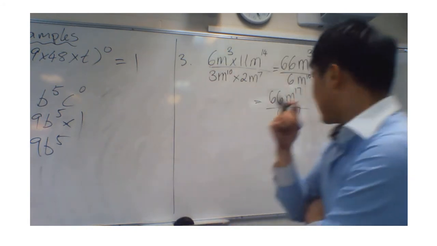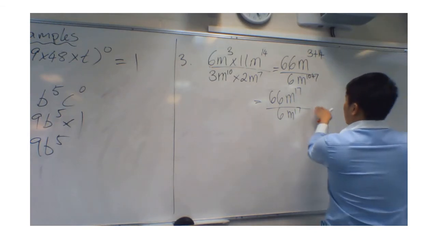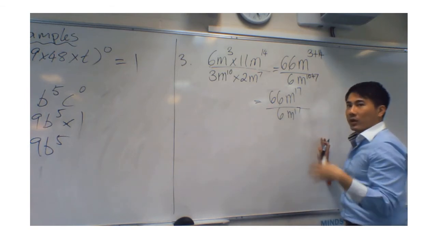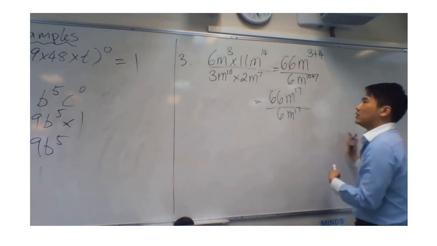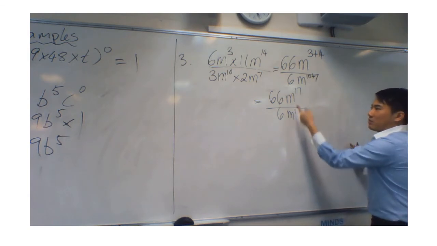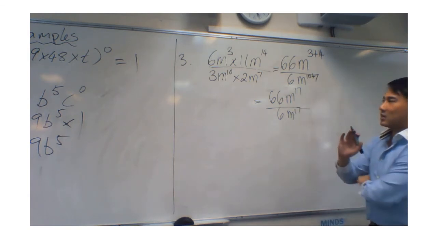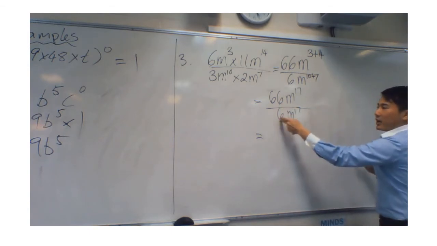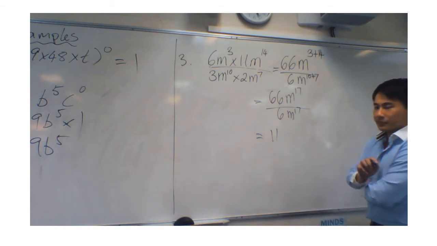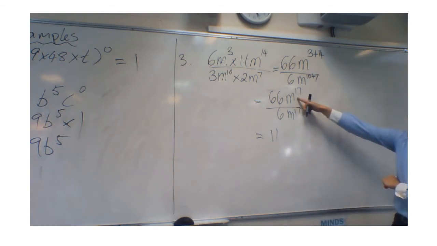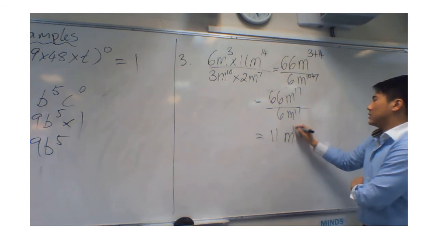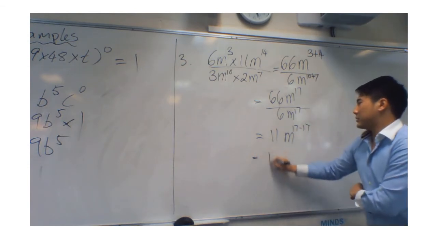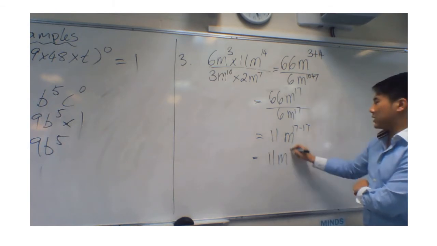Alright, what can we do next? Now we can see this line, which means it's a division. When you see division, we can use, well, let's just check if we can use the second index law. Same base, yes, same base. We can use the second index law. So we can have 66 divided by 6, which will give me 11. M to the power of 17 divided by m to the power of 17, right? You can just minus the power. Which becomes 11, and 17 take 17 is 0.